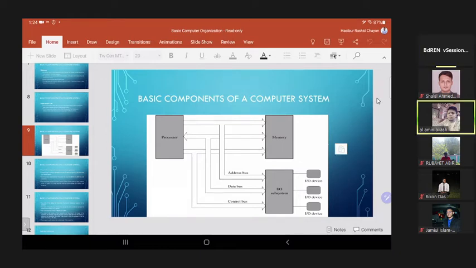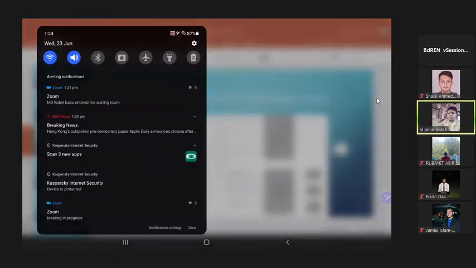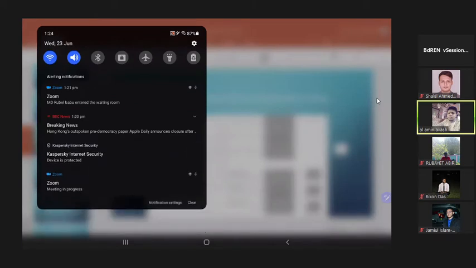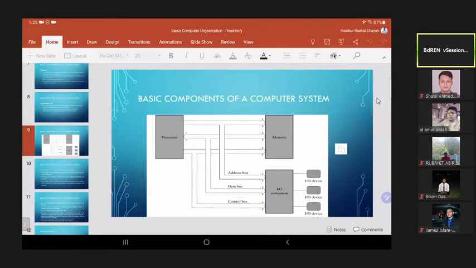Sir, I have a question, sir. Yeah, sure. In the control bus system, sir, why does the computer always work on 0 and 1? Why not other numbers, sir? Because our computer is a binary system, that's why.